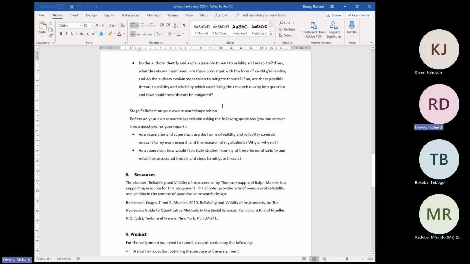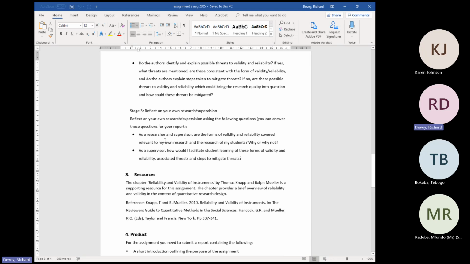And then, yeah, just a reflection on your own research and supervision. Are the forms of validity and reliability that these authors cover relevant to your own research and the research that your students are doing? If yes, why? And if no, why not? What other kinds of forms of validity and reliability are you covering? And then as a supervisor, how would you facilitate student learning of these forms of validity and reliability?